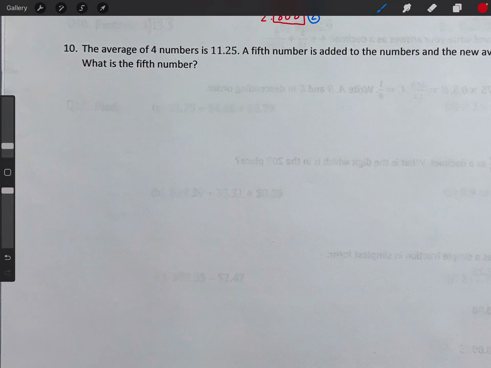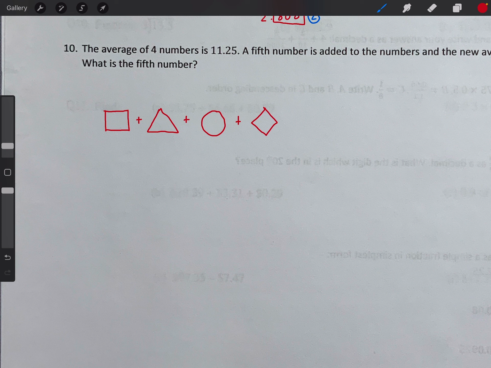Next one says the average of 4 numbers is 11.25. A fifth number is added. Okay, so the way we do these questions is we have to imagine there are 4 distinct numbers, meaning that they can be the same, but they're most likely different. So I'm just going to draw different shapes for them. This will be an oval, or we can think of it like a diamond or something. So we've got 4 numbers, we don't know what they are, and we don't need to know.